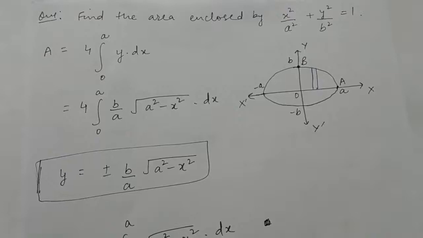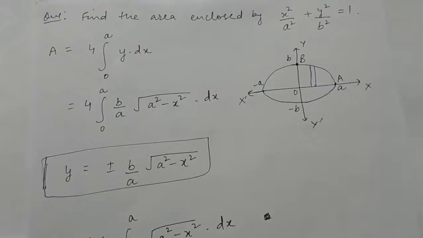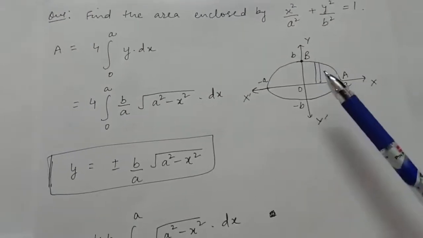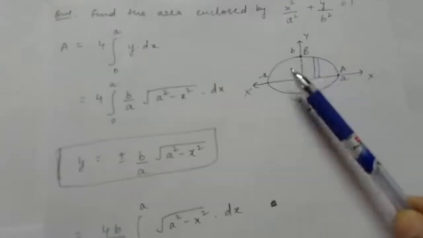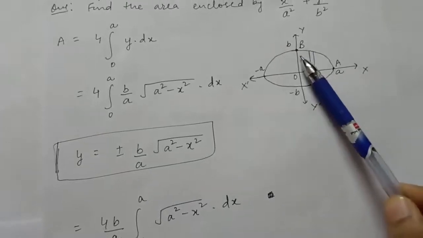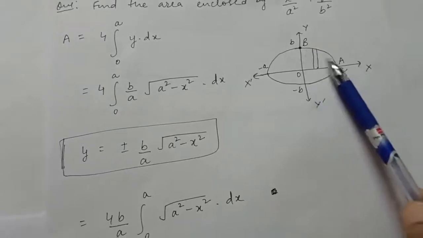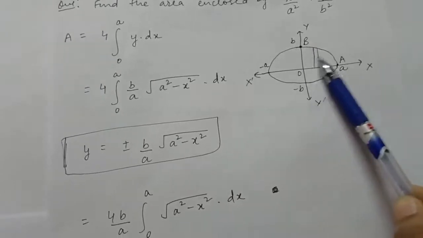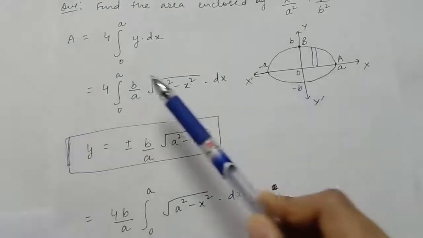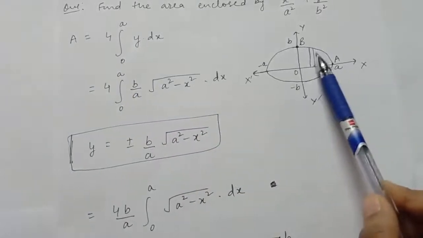Now the next question is: find the area enclosed by x square by a square plus y square by b square equal to 1. So we know this is an ellipse. So draw the graph of the ellipse. Now you know the ellipse is symmetrical about the y-axis and also about the x-axis, right? So we will just find the area of this region only, AOBA, right? 4 times the area of this region will be the complete area we want to find. So area is equal to 4 times the area of this region.